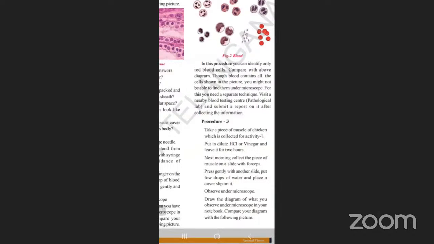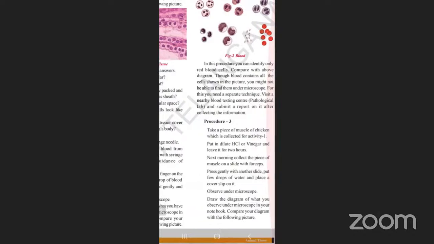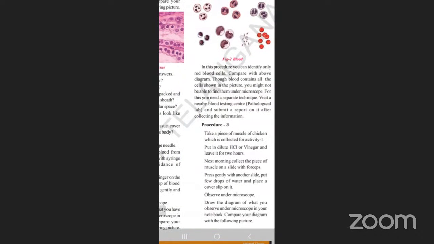Compare with the above diagram. Blood contains all the cells shown in the picture, but you might not be able to find them under the microscope. For this, you need a separate technique. Visit a nearby blood testing center, the pathological lab, and submit a report on it after collecting the information. You can observe only red blood cells here. To observe all the cells, you need a different technique. If you visit the pathological lab, they will give you the information about that.